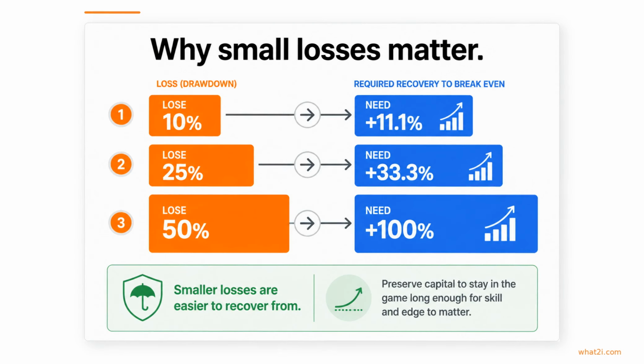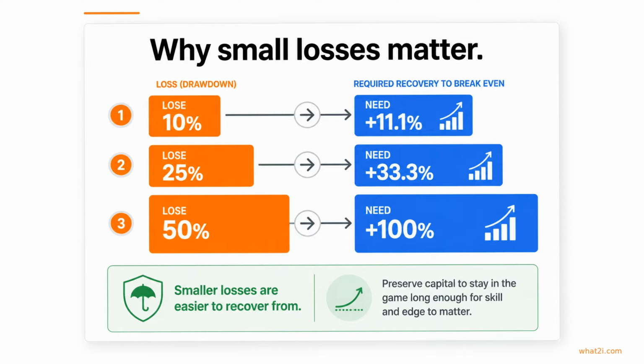Small losses matter because recovery math becomes much harder as drawdowns deepen. A 10% loss requires about an 11% gain just to get back to even. A 25% loss needs 33%, and a 50% loss requires a full 100% gain. That progression is why capital preservation is not just about avoiding pain, it is about preserving future opportunity. If losses remain modest, recovery is realistic and your edge still has time to work. If losses become severe, the account can spend years trying to climb back.